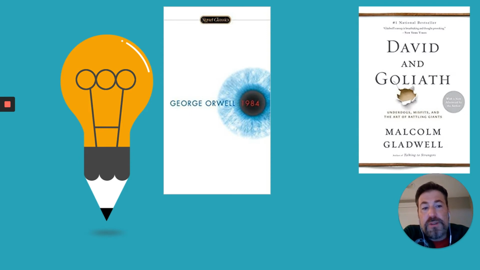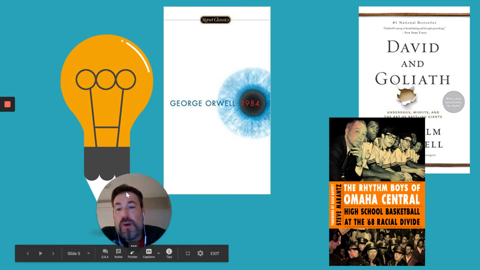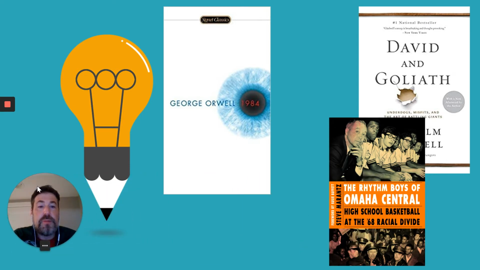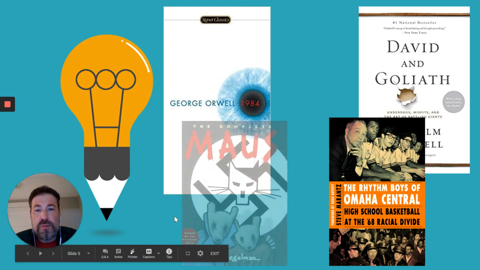I've used Malcolm Gladwell's David and Goliath. Each chapter is its own set of arguments about the concept of the underdog and who's the underdog. I also focus on a book called The Rhythm Boys of Omaha Central, because I do teach outside Omaha, which is about the first high school basketball team in Nebraska on which all five starters are African American. That happened in 1968, the same year that George Wallace came and campaigned for the presidency. There are a lot of issues in there about athletics, academics, housing, and employment. All those issues become real world issues that we look at.